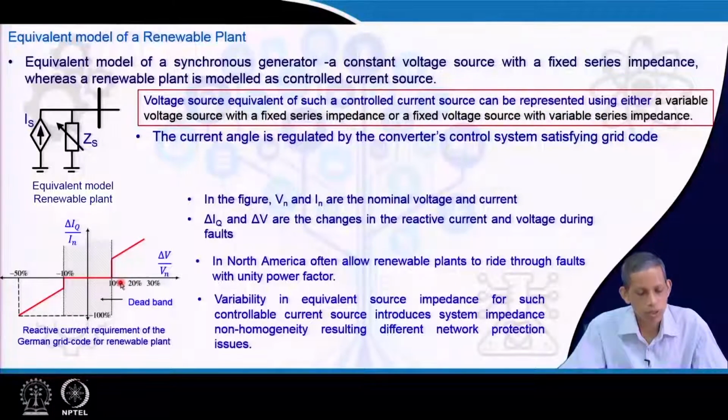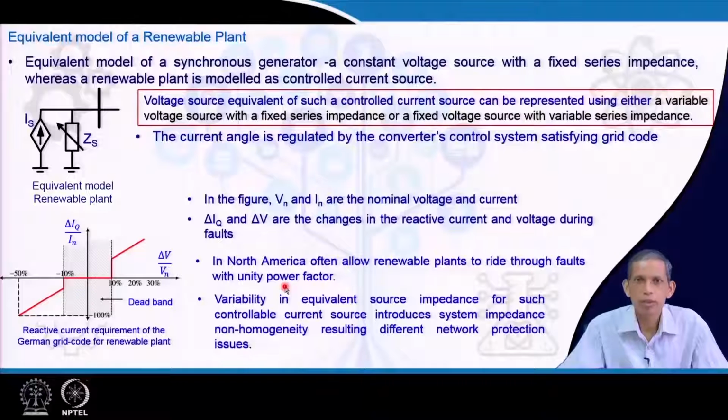Once the corresponding voltage change becomes larger because of the fault, then the reactive power contribution by the inverter becomes larger for maintaining the system voltage. So, that is what we call the operational perspective of the inverter interfaced source as compared to the synchronous machine based source. Further, another, North American, grid code says renewable plants must ride through faults with unity power factor.